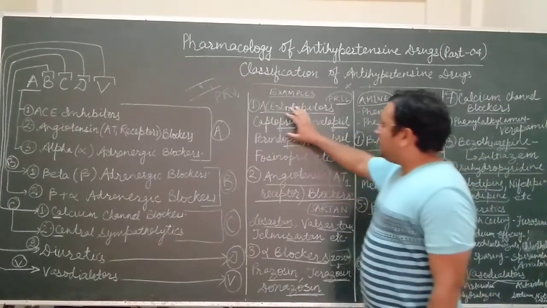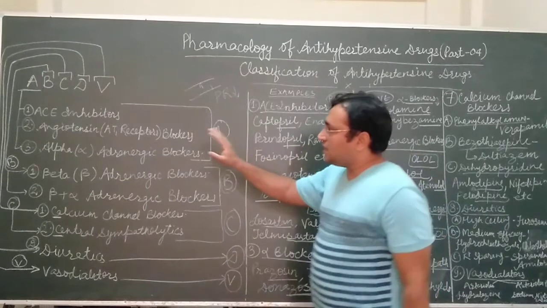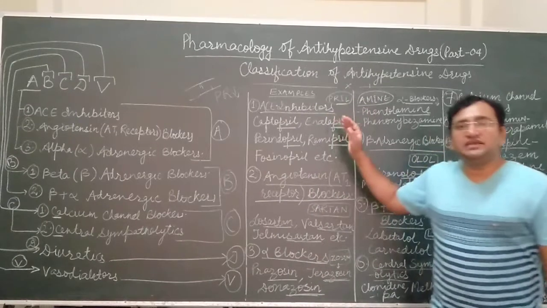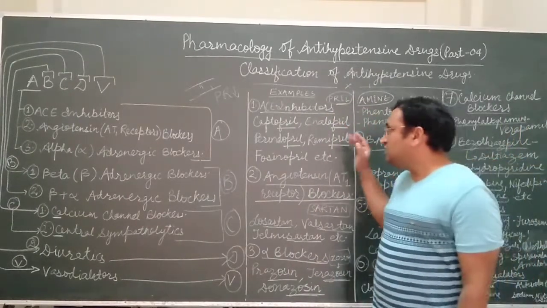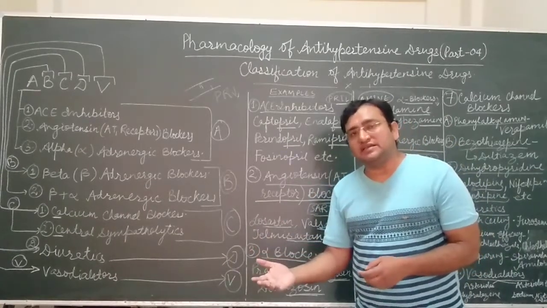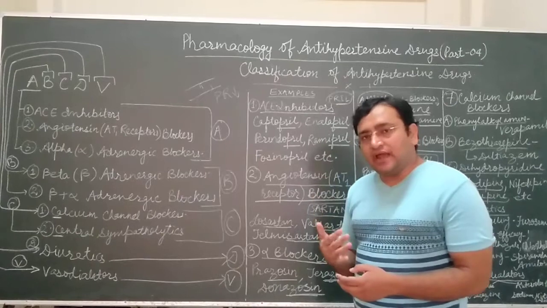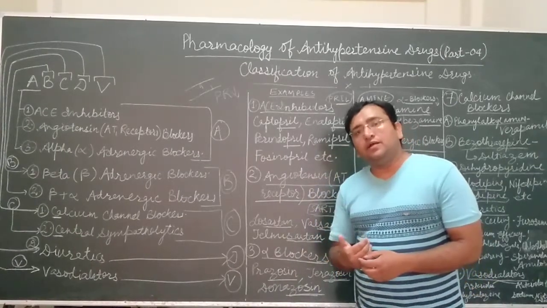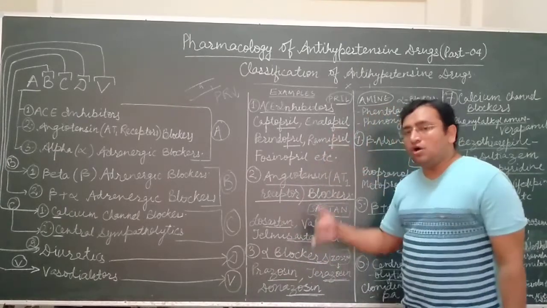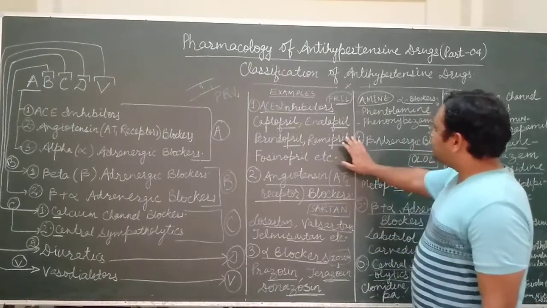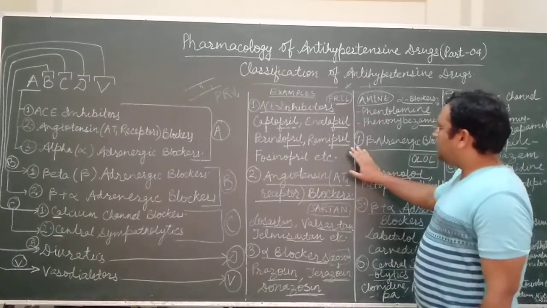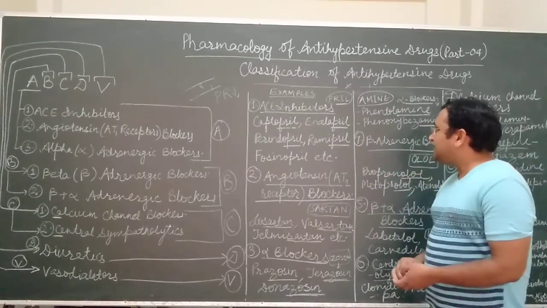First one is ACE inhibitors. We have studied that ACE inhibitors are angiotensin converting enzyme inhibitors, so that angiotensin 1 will not be converted into angiotensin 2, and so vasoconstriction will be reduced, and the elevation of blood pressure will be reduced. Examples are captopril, enalapril, perindopril, ramipril and fosinopril, etc.